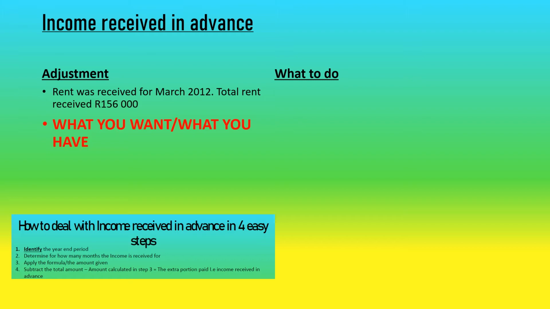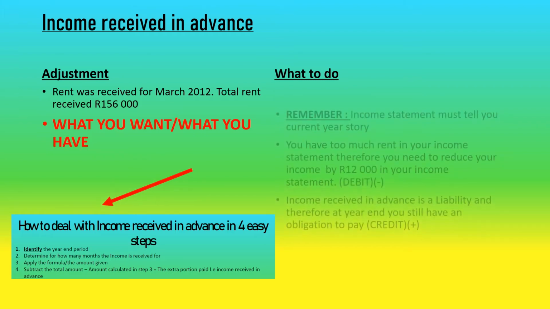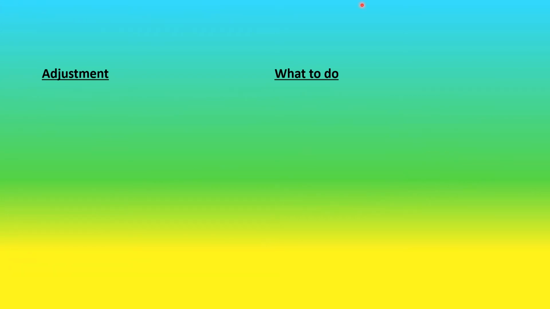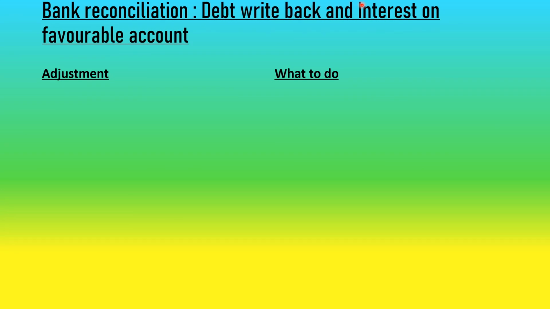So now you know for this question, you've received rent for March. Your year end is February, so you've received rent for 13 months instead of receiving rent for 12 months. Therefore, you need to remove rent. You've received too much of rent. Therefore, you would subtract it out of your rent income and you would add it to your income received in advance as a liability.